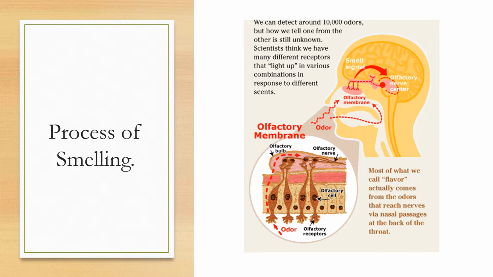Most of what we call flavors actually comes from the odors that reach nerves via nasal passages at the back of the throat. So when you taste a chocolate bar, the reason you're tasting chocolate is because you smell the chocolate, and then your body registers that. Or when you taste vanilla, you smell vanilla, and then your body recognizes that as vanilla. So it's not really a taste, but we smell it and we understand what the flavor is.